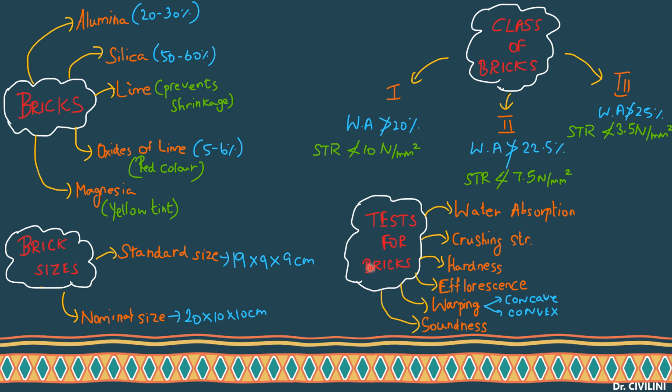And tests for bricks. The basic tests for bricks are, first, water absorption. You take a brick, immerse the brick in the water and then evaluate the water absorption. Crushing strength is similar to how you test your cube; similarly, you're going to test your brick. Next is hardness. You scratch the surface of the brick with a nail or any other sharp object. And efflorescence, which is the evaluation of the presence of any white patches.